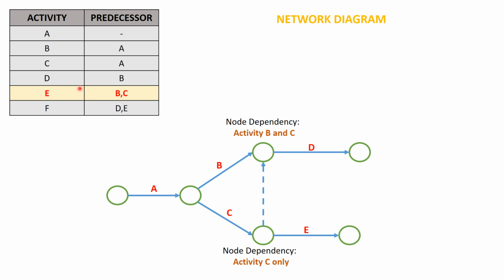If you look at the table, for activity D we only have B as the predecessor. In order to draw activity D, only B should be the predecessor, whereas to draw activity E, both B and C should be the predecessors. So we are going to have our dummy from B to C. What is happening? At this node, we have only activity B, and at this node we have activity B through the dummy as well as activity C.